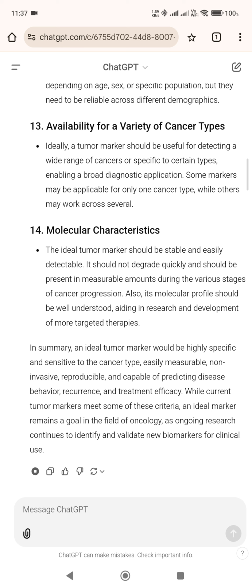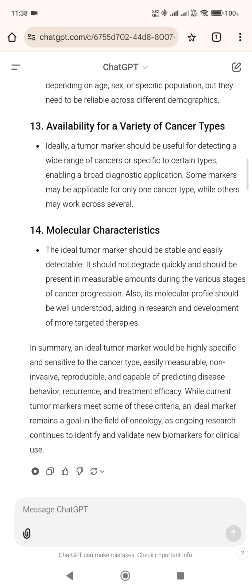14. Molecular characteristics. The ideal tumor marker should be stable and easily detectable. It should not degrade quickly and should be present in measurable amounts during the various stages of cancer progression. Also, its molecular profile should be well understood, aiding in research and development of more targeted therapies.